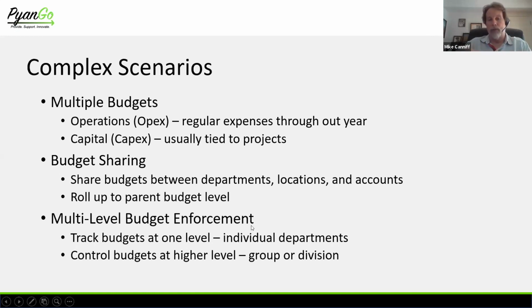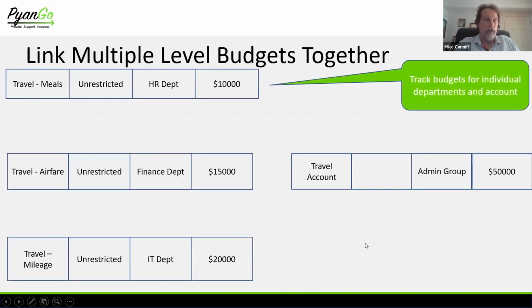Do I need to enforce at multiple levels? In other words, I might track against, say, the IT department to validate all of their transactions. But if they go over budget, not a big deal. But I want to make sure that the finance division is not over budget at a parent level, and I want to control at that level. Or maybe on the project side, I might have individual tasks of a project go over budget, but the overall project better not go over budget, especially if this is a billable project to a customer. So I need to make sure that I'm not going over budget at that high level, right? Those are more complex scenarios that we need to be able to support.